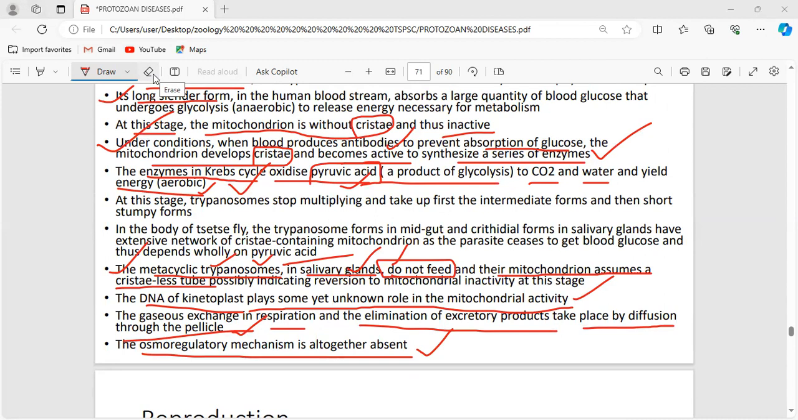Clear? Here, a specialized structure, the pellicle, is present. But take the case of amoeba, which has no definite structure. Because the pellicle is absent there, the contractile vacuole is required. But here the diffusion takes place through the pellicle. Okay.